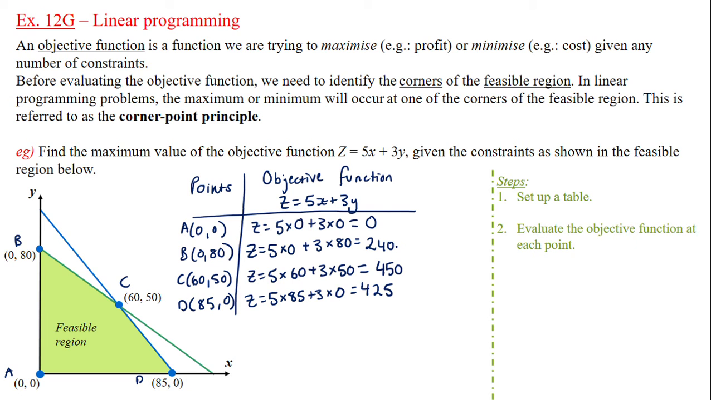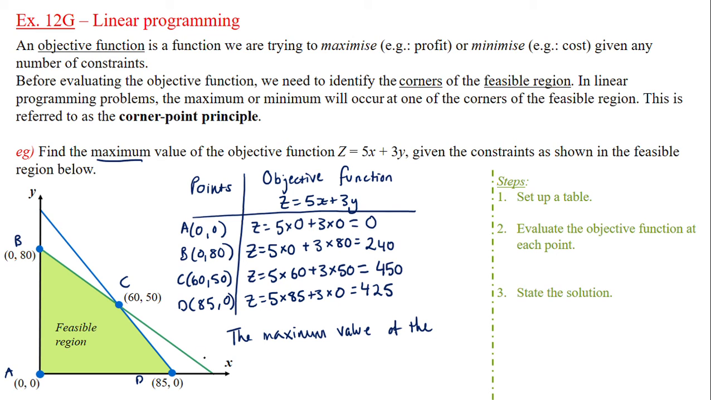So we've evaluated the objective function at each corner point, and those have been labeled for us in this particular example. Our final step is to state the solution. So we write the maximum value. We remember we are maximizing. The maximum value of the objective function, which is what we are trying to maximize.